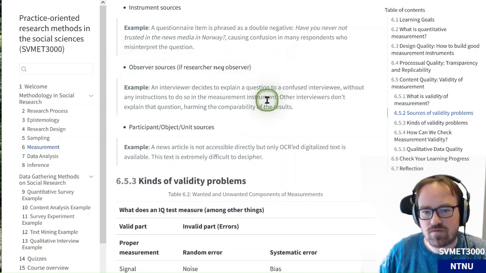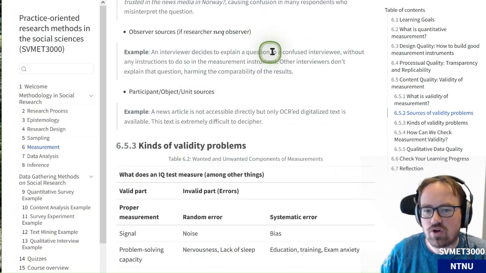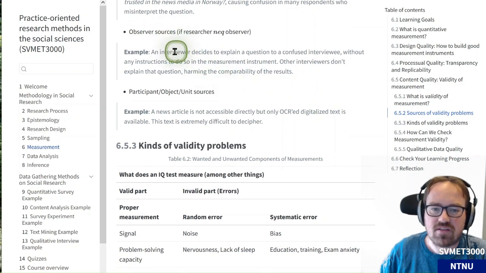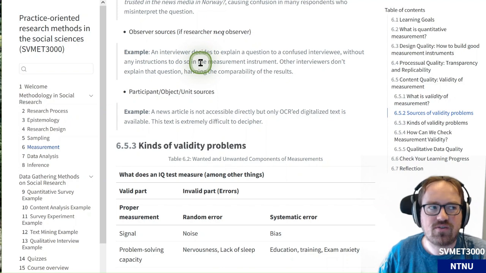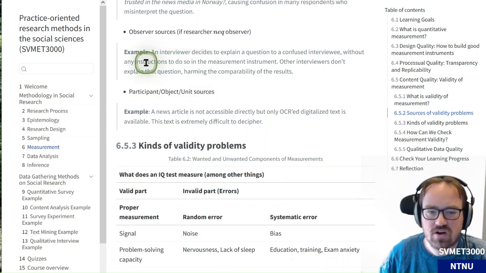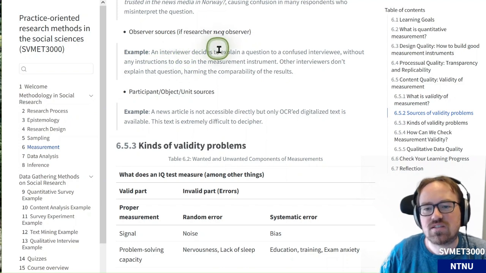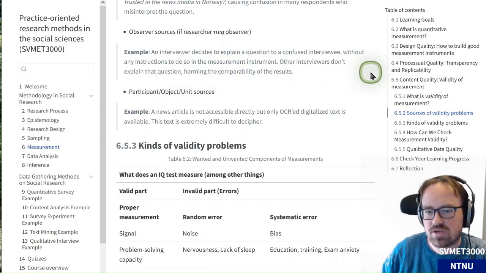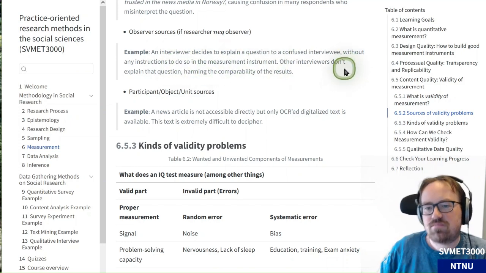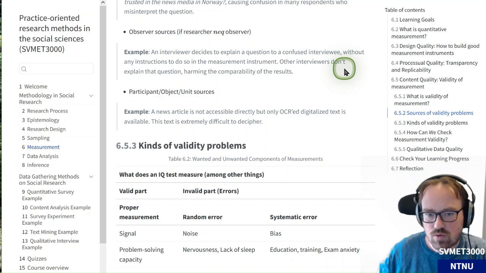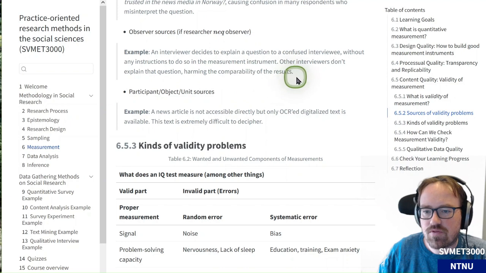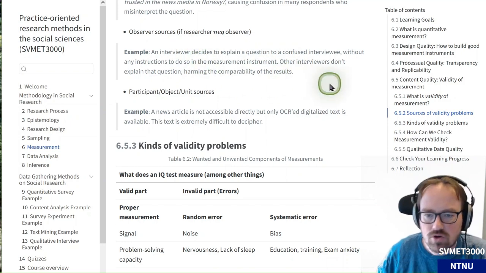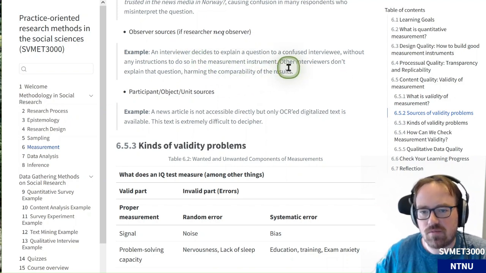And we can have observer sources. When the researcher is not the observer, we may have the observers, so the collaborator or the confidant of the researcher, as a problem. An interviewer decides to explain a question to a confused interviewee without any instructions to do so in the measurement instrument. Other interviewers, based on the instructions, don't explain the questions, and so the comparability of the results, the numerical equivalents we assign to each unit, are no longer comparable or as comparable as they could be.